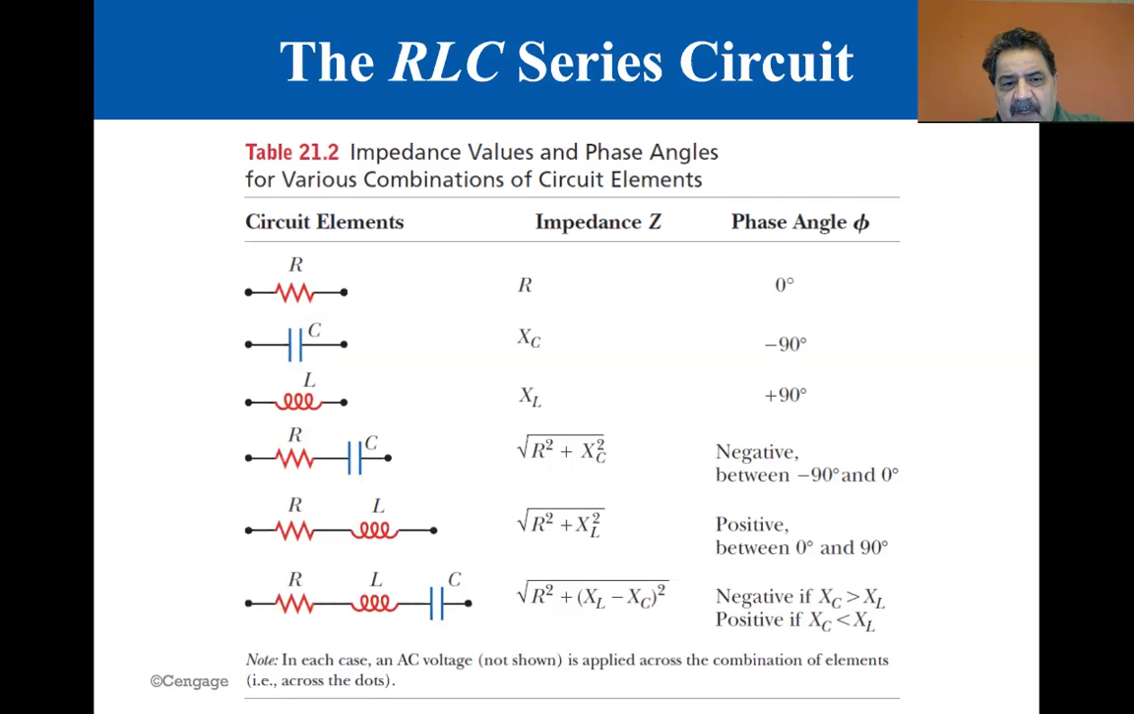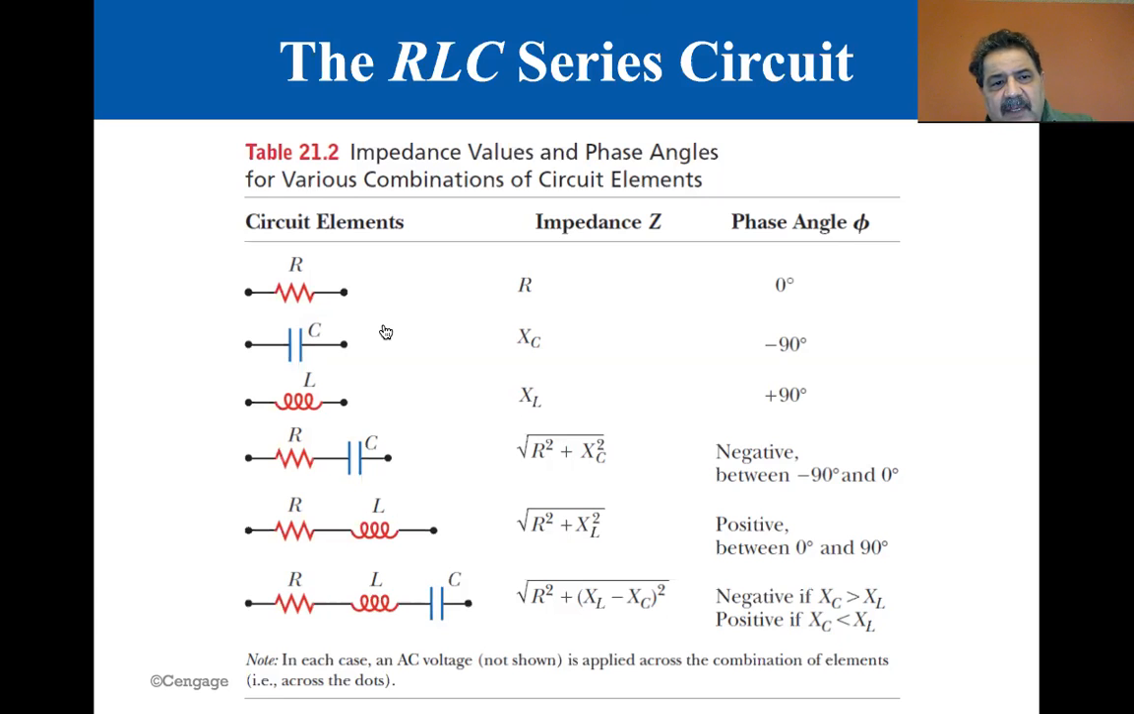And if you have purely inductive, it's positive, between 0 and 90. And then when you have all three of them, it's negative if X sub C is greater than X sub L, and it's positive if X sub C is less than X sub L.